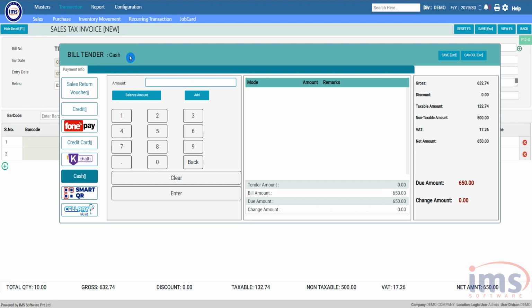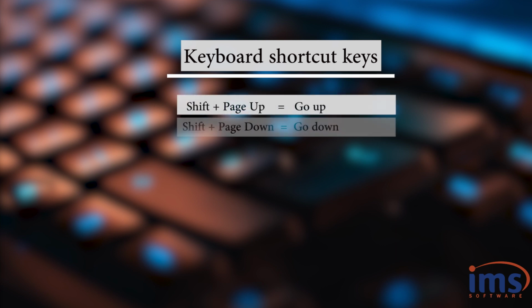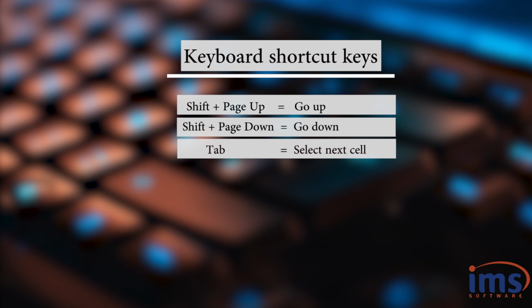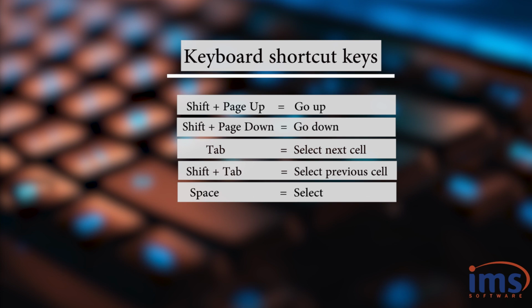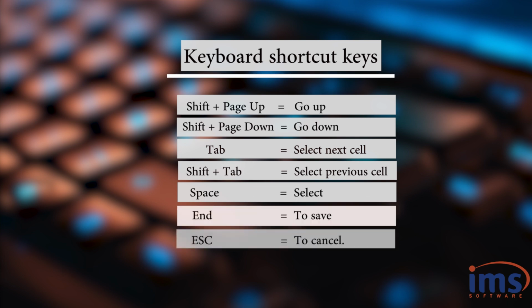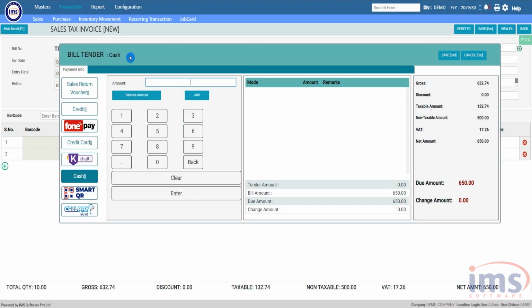You can use your mouse cursor or a shortcut key on your keyboard to select the payment mode and other options. The keyboard shortcut keys for using bill tender mode are Shift plus Page Up to go up, Shift plus Page Down to go down, Tab key to select the next cell, Shift plus Tab to select the previous cell, Space key to select, End key to save, and ESC key to cancel. In this video, we will show you by using 4 different payment options to save the different vouchers.